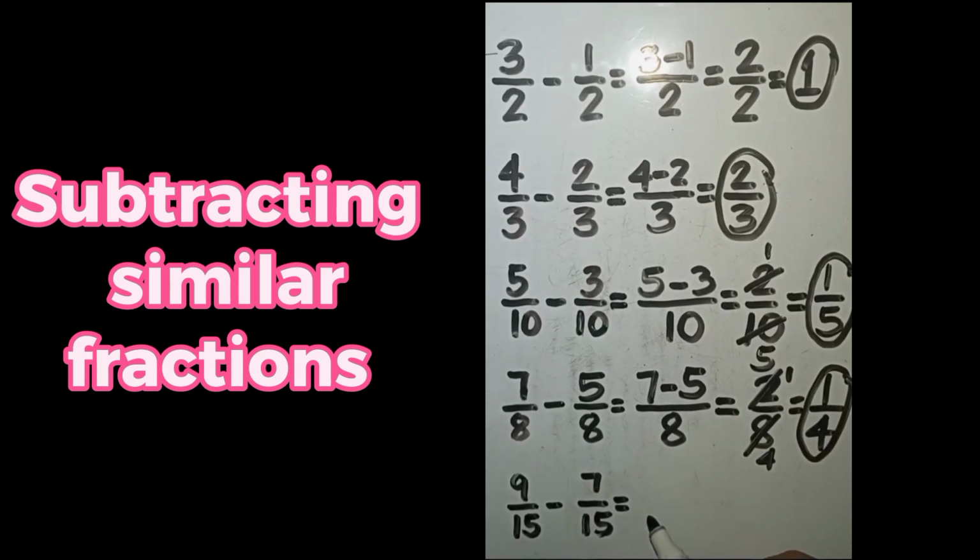And for the last item here, 9 over 15 minus 7 over 15, that is equal to 9 minus 7, copy 15. So 9 minus 7 is 2 over 15. So 9 over 15 minus 7 over 15, the answer is 2 over 15.